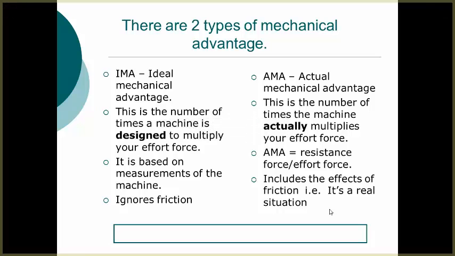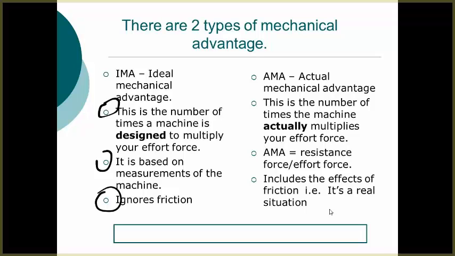The difference between these is basically how it was designed versus how it actually functions. If I'm focused on an ideal mechanical advantage, this is the number of times a machine is designed to multiply your effort force. The ideal mechanical advantage is based purely on the measurements of the machine, and it doesn't take into account any frictional forces that might be present.